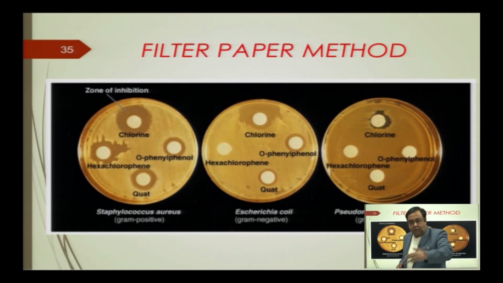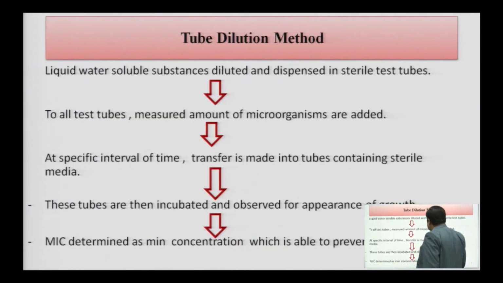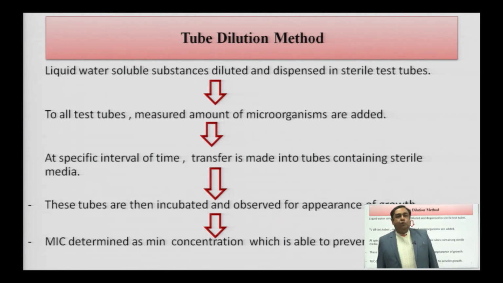And as we move up, as we increase the concentration, it will come to a particular concentration at which it will show the killing capacity, that is, the bactericidal effect. The concentration at which the bactericidal effect just begins to appear, we call it the minimum bactericidal concentration. The next method is called the tube dilution method.